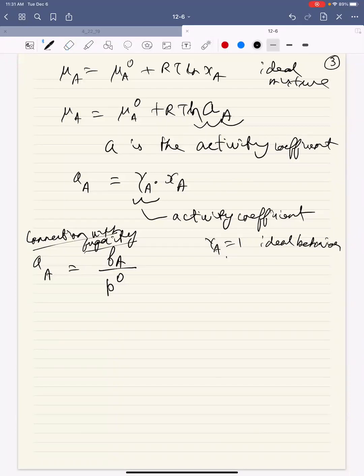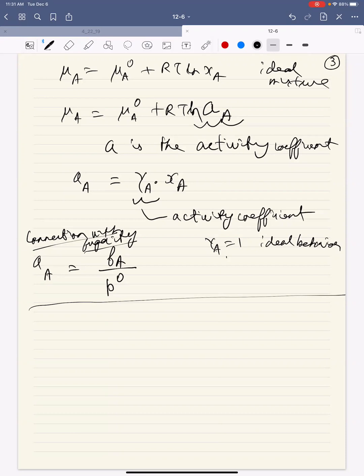So again, activities get messy because there is no physical explanation for them. The reason they are clumsy is because they are just a way to fit experimental chemical potential data to get the mu is equal to mu naught plus RT ln behavior.